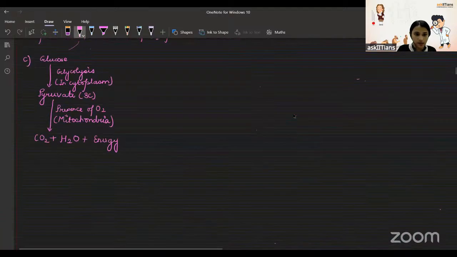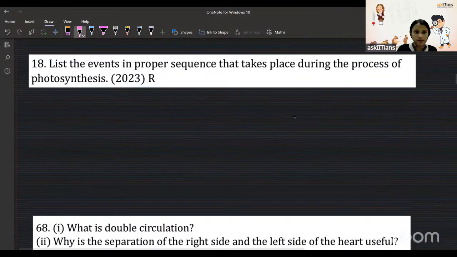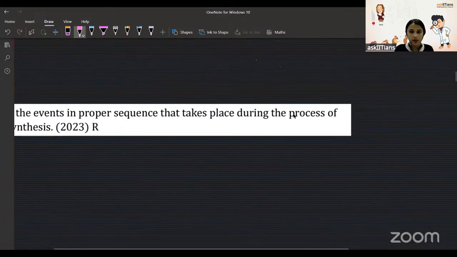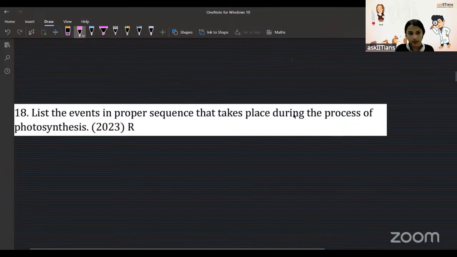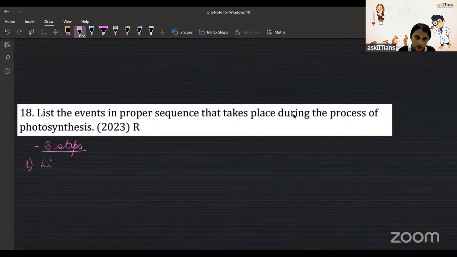Now, next one. List the events in proper sequence that take place during the process of photosynthesis. So we know photosynthesis broadly includes three steps. So first, what will happen? What will be the first step? See, first the light energy will be absorbed by your chlorophyll.